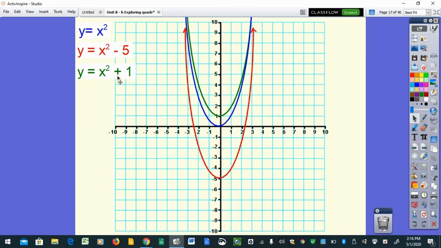So notice that now the y-intercept isn't 0, it's 1. And on the red one, the y-intercept is -5. And you'll remember we did talk about that in Unit 3. Let's take a look at that other set.